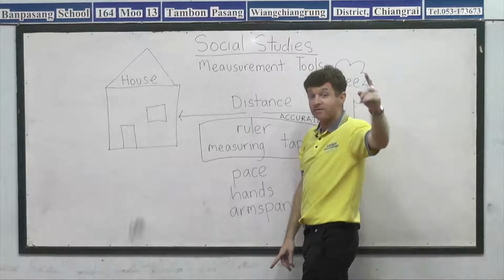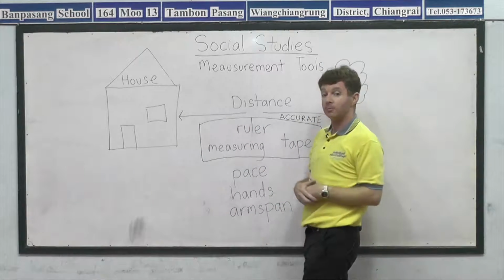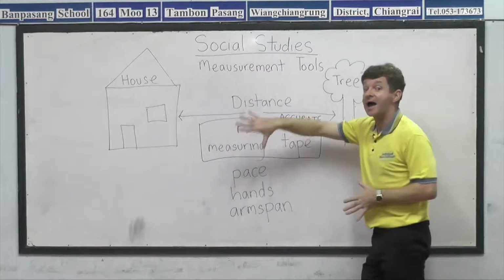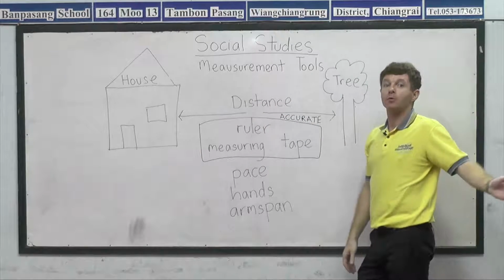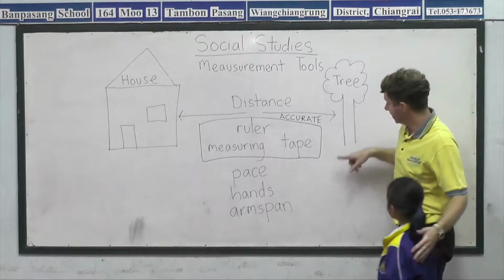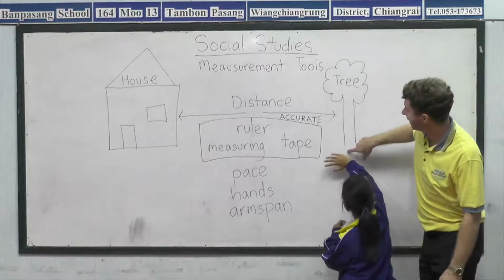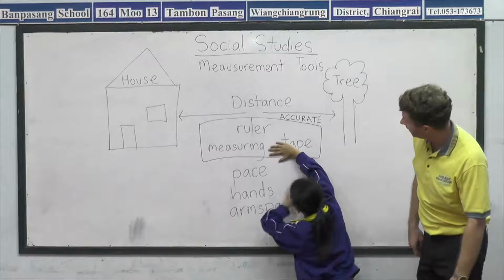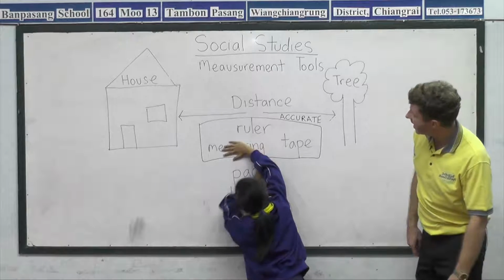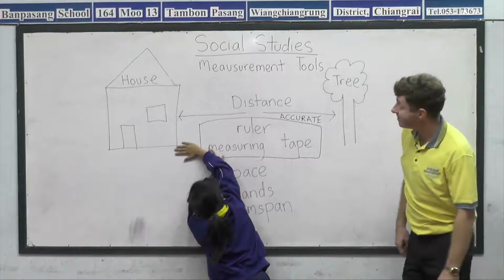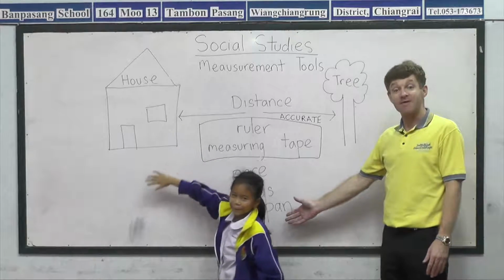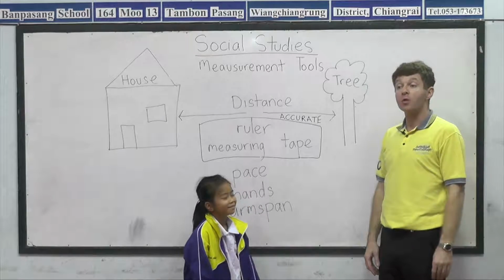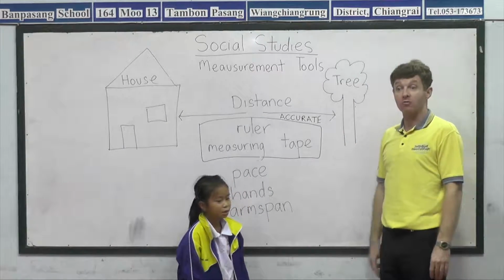Can I have one volunteer come forward, please? Prel, come and join me at the front. For me, it was 5 hands. Now, I'm going to get my student, Prel, to demonstrate. Prel, how many hands does it take you to get from the tree to the house? 1, 2, 3, 4, 5, 6, 7. So for Prel, 7 hands. For teacher, 5 hands. This is what we call not accurate.